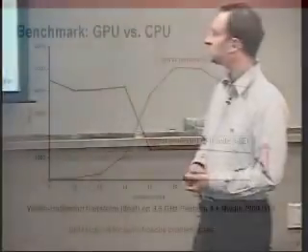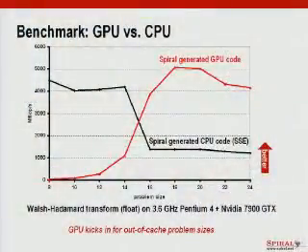Okay, so the next benchmark here is GPU versus CPU. We're here on a Pentium 4 plus an NVIDIA 7900 GTX, and we are looking at a Walsh-Hadamard transform, which is similar in data flow to the FFT but has fewer operations.